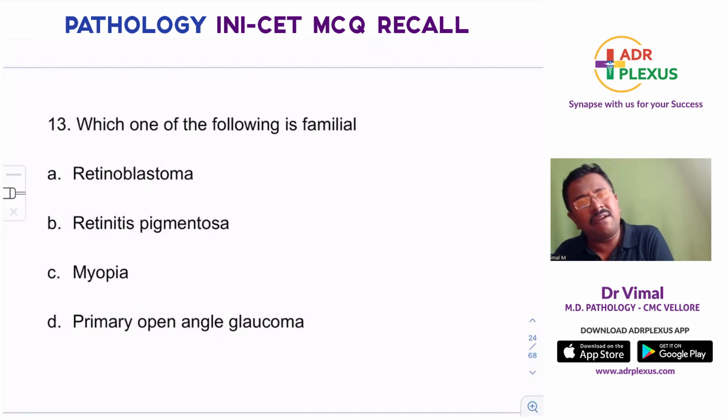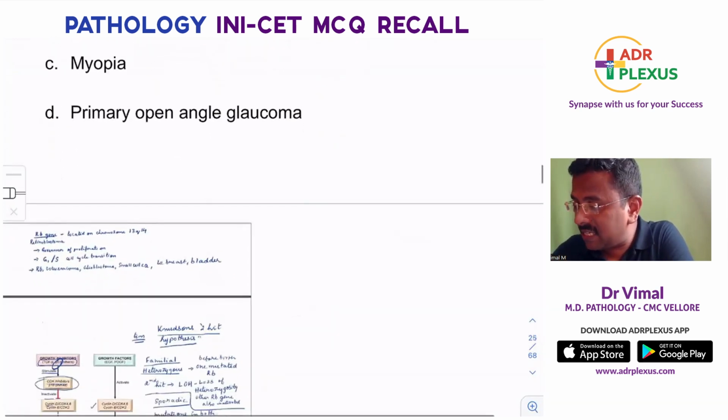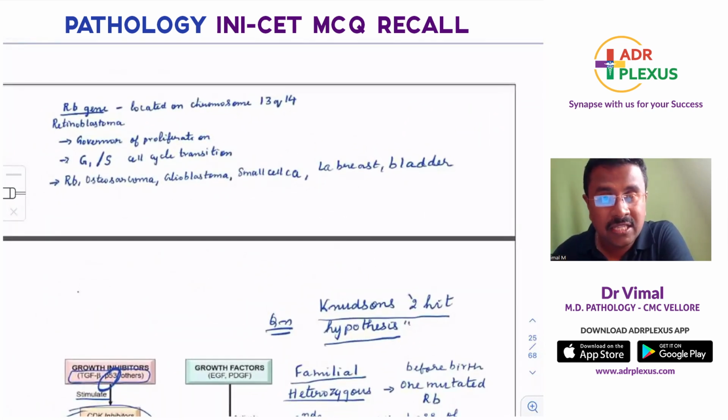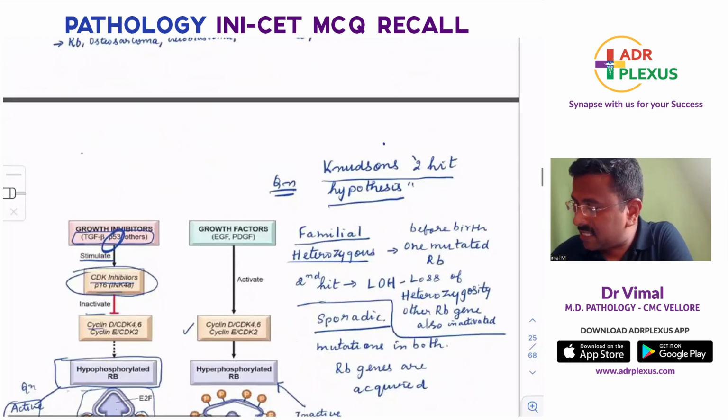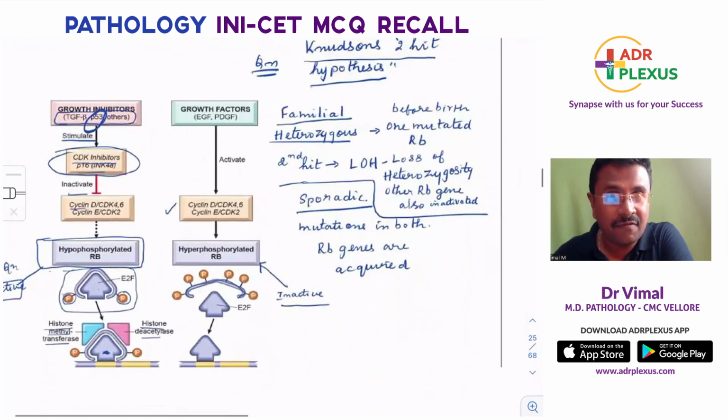The next question is very easy and straightforward: which one of the following is familial? Out of the four options, retinoblastoma, retinitis pigmentosa, myopia, and primary open angle glaucoma, all of us will know that retinoblastoma is familial in inheritance. It is a very straightforward question, so without wasting much time we'll go on to the other questions. We have highlighted in our workbook the familial nature of retinoblastoma, its location in the chromosomes, the two hit hypothesis and its role in the mechanism of tumorigenesis.